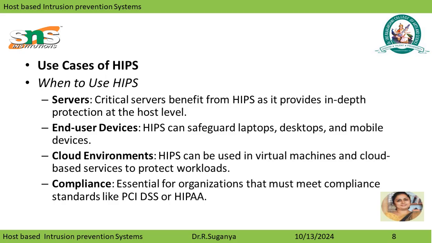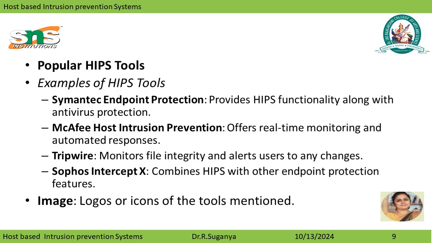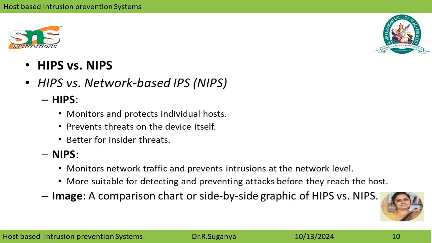Okay, so that can be used mainly with virtual machines to protect when large amounts of data are available. So intrusions happen. So at that time we need the prevention systems. So popular HIPS tools are available like Symantec Endpoint Protection, McAfee Host Intrusion Prevention System, Tripwire, Sophos Intercept X. So these are the tools, and the logos, images are available.